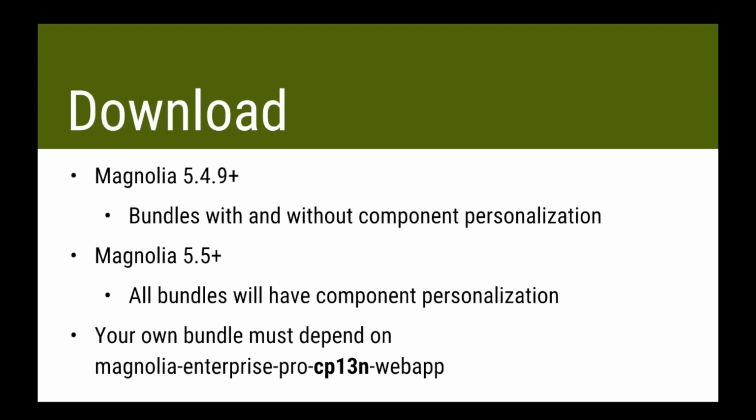If you are building your own bundle, in your POM file, you need to depend on the Magnolia Enterprise Pro component personalization web app, that little abbreviation there, CP13N. You'll find that in all bundles that have component personalization included. So that's a signal to you that this bundle has component personalization functionality.